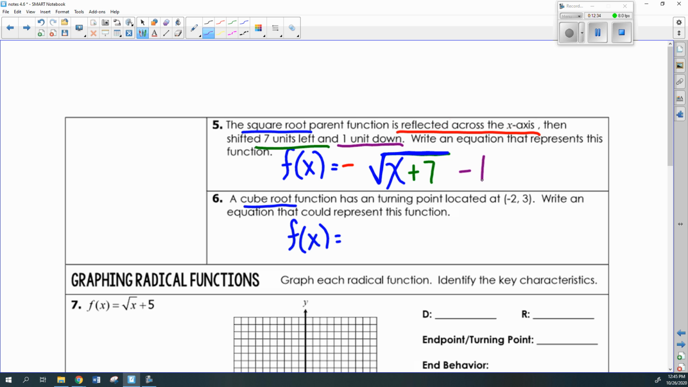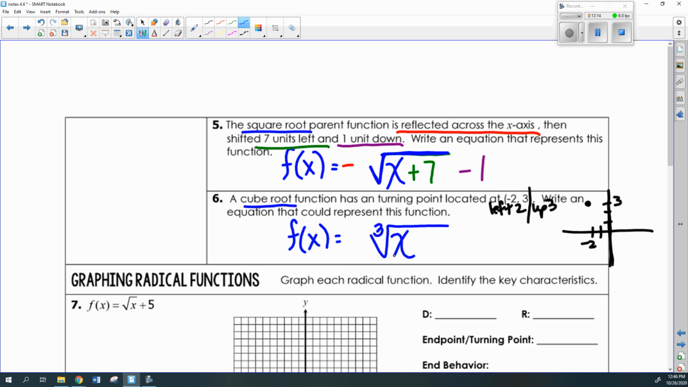All right, in number 6, it tells me that it's a cube root function. And all it tells me is that it has a turning point located at -2, 3. Okay, well that is actually telling me something about my transformation. If I start at the origin and I go -2 and then up 3, okay, that's my turning point, but I went left 2 and up 3. So that's also my transformation. All right, so sorry, I do need an x under that cube root.